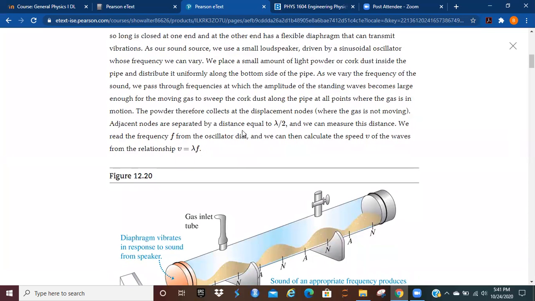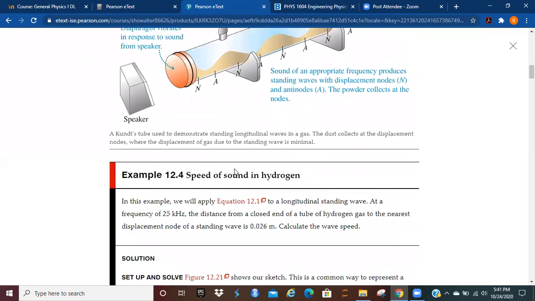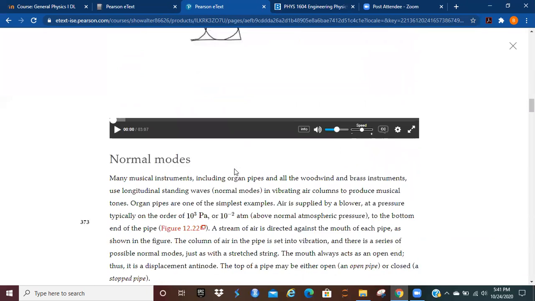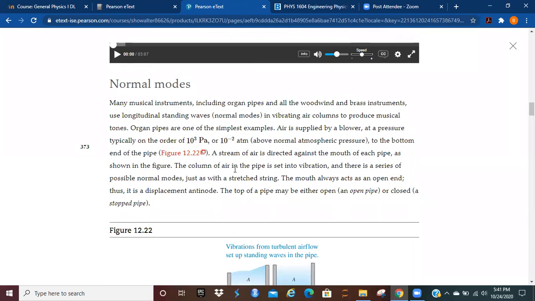Adjacent nodes are separated by a distance of the wavelength divided by 2, and we can measure that. We read the frequency from the oscillator dial, and then we can calculate the speed of the waves from the relationship of the wavelength times the frequency. That is a neat little demonstration, and if you can find one out there on YouTube to talk about it, it'd be very, very interesting, I think.